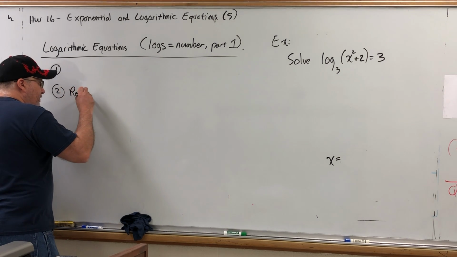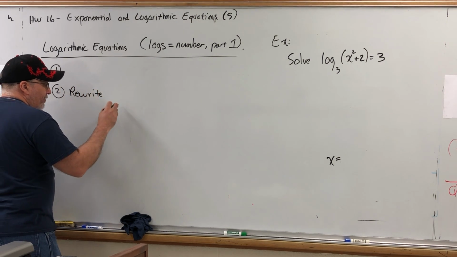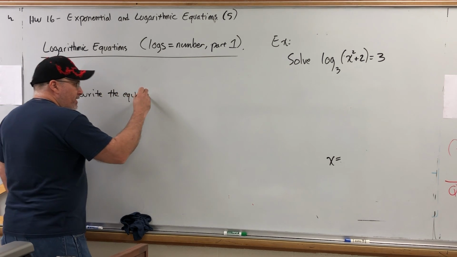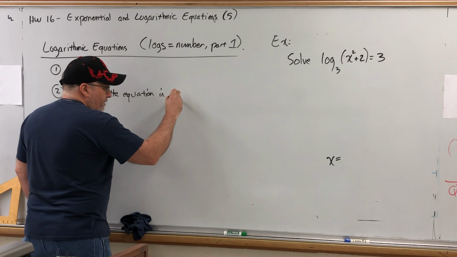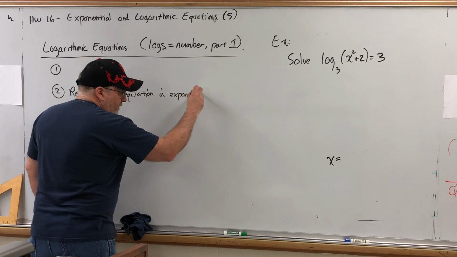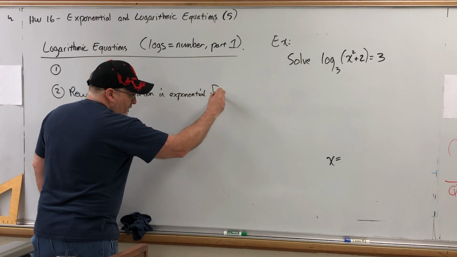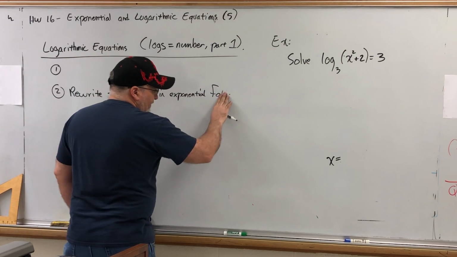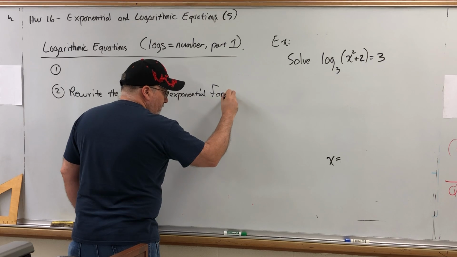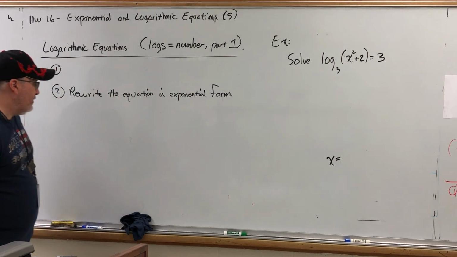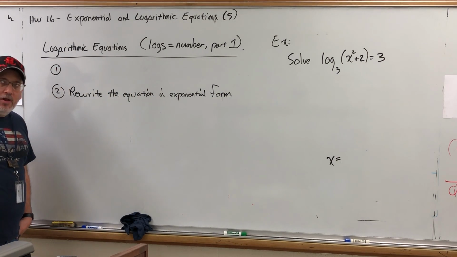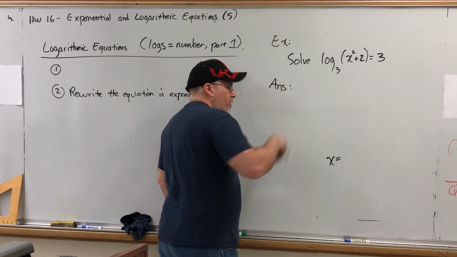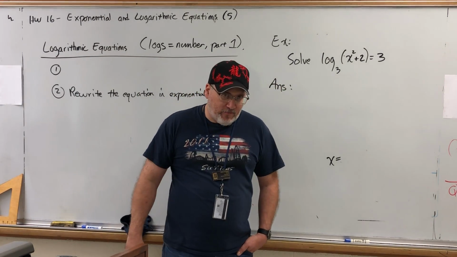We can get the x out of the log by rewriting the equation. Rewrite the equation in exponential form. In the previous series of videos, actually it was 2 series of videos ago, one of the videos was about going back and forth between exponential and logarithmic form. So this one is already in logarithmic form. Let's rewrite it in exponential form.